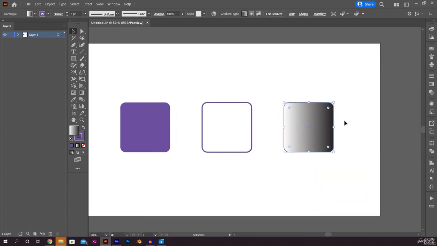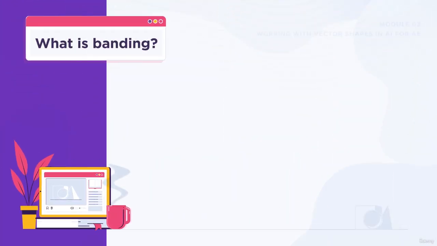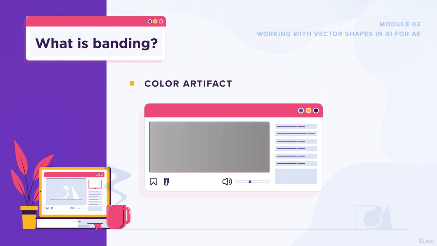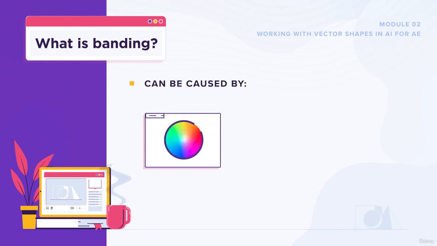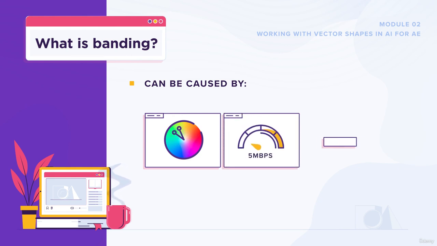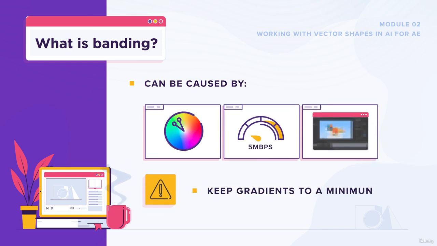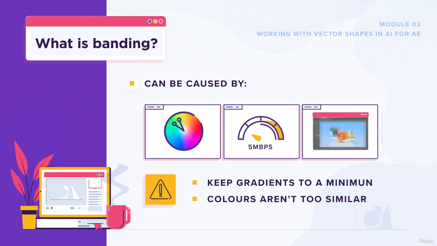Remember that using gradients tend to generate banding. What is banding, you ask? It is an ugly color artifact that makes a smooth gradient appear to be segmented into blocks or fragments. This can be caused by color profiles being too close to each other, a low bitrate, or even the compression of a video. It's advised that you use caution when using color gradients, keep them to a minimum, or ensure that colors are not too similar.